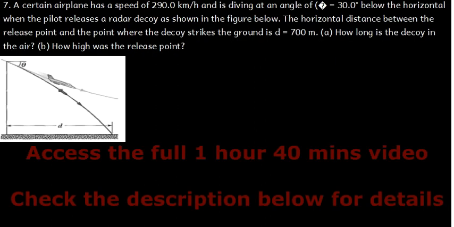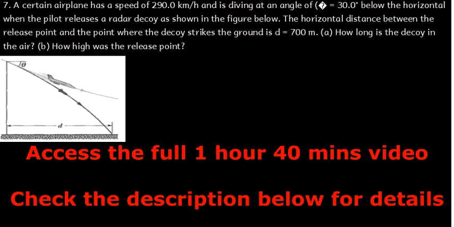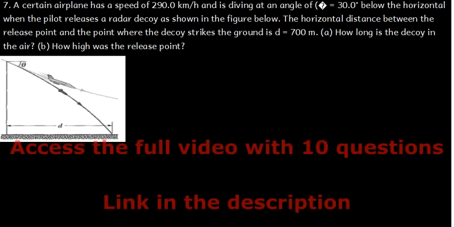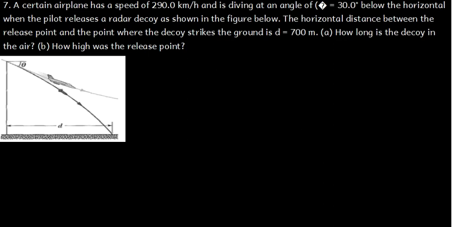Now let's see how we can solve question 7, which is saying a certain airplane has a speed of 290 kilometers per hour and is diving at an angle of 30 degrees below the horizontal. When the pilot releases a ladder decoy as shown in the figure below, the horizontal distance between the releasing point and the point where the decoy strikes the ground is 70 meters. So they're talking about the range now. Part A, how long is the decoy in the air? Part B, how high was the release point?